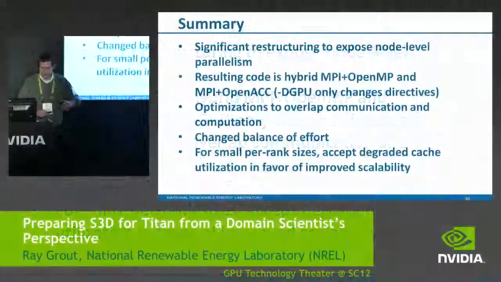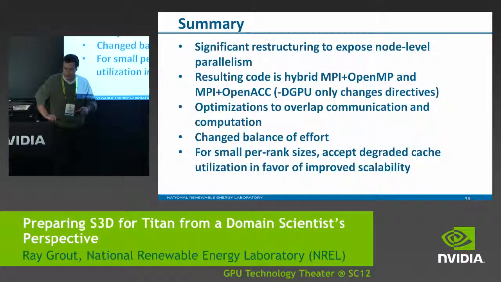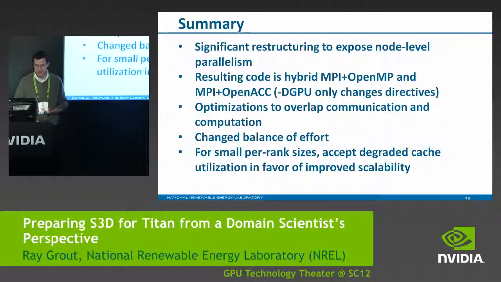Just going to wrap up that section. So we did significant restructuring to expose node-level parallelism and develop this hybrid MPI OpenMP code. Once we'd done that, it was relatively straightforward to add OpenACC directives to move the communication onto the GPU.